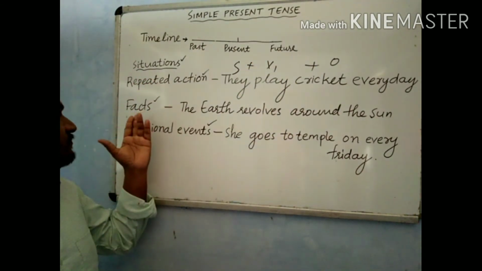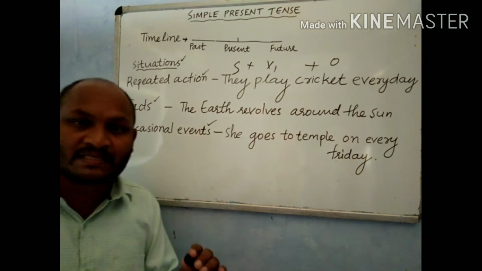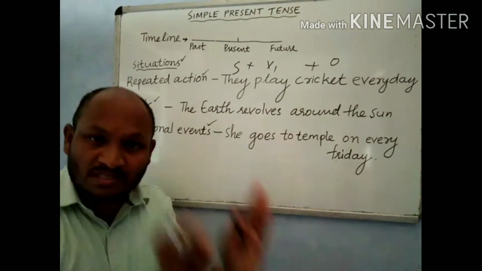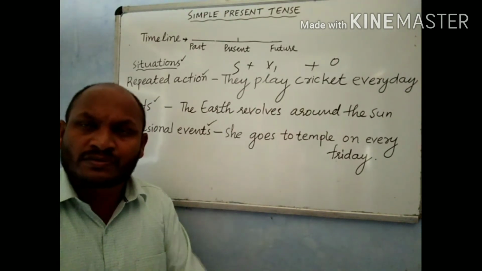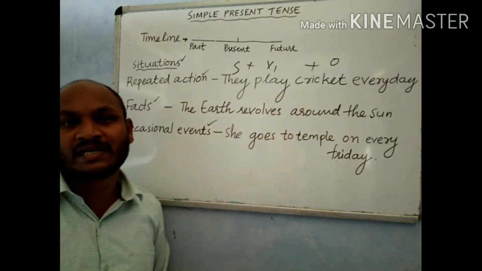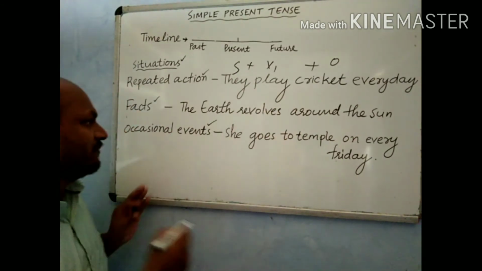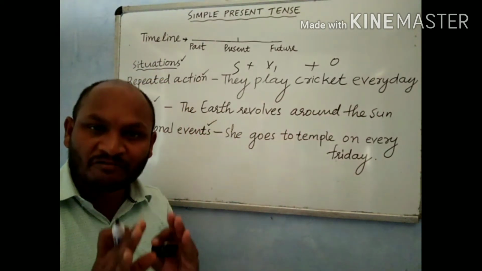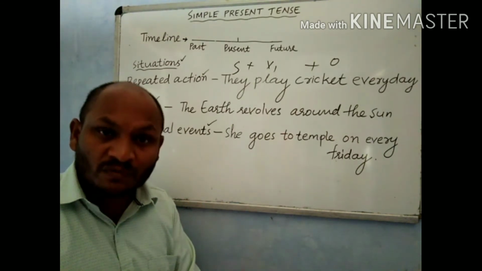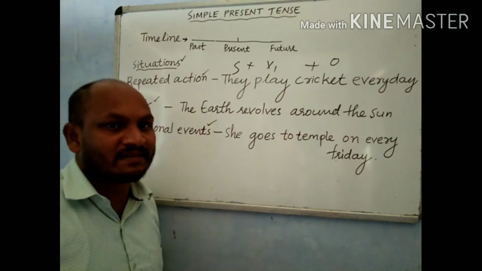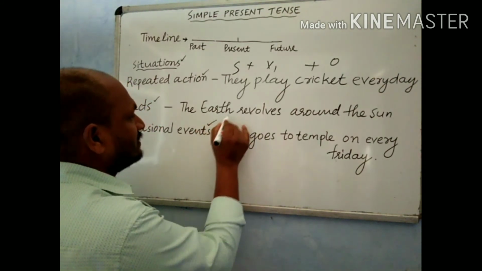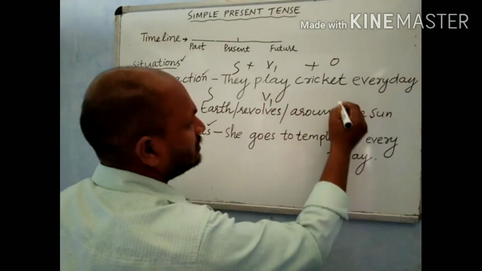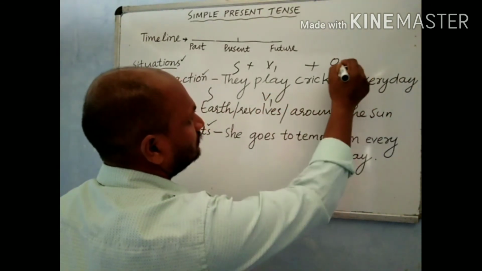And the next one is facts. Facts means it can be a general truth, a general fact, a natural truth. To say all these kinds of sentences, we shall use simple present tense. Example: the earth revolves around the sun. This is a common fact, a general fact, a universal truth. To say facts, we shall use simple present tense. Subject, revolves is verb 1, around the sun is object.